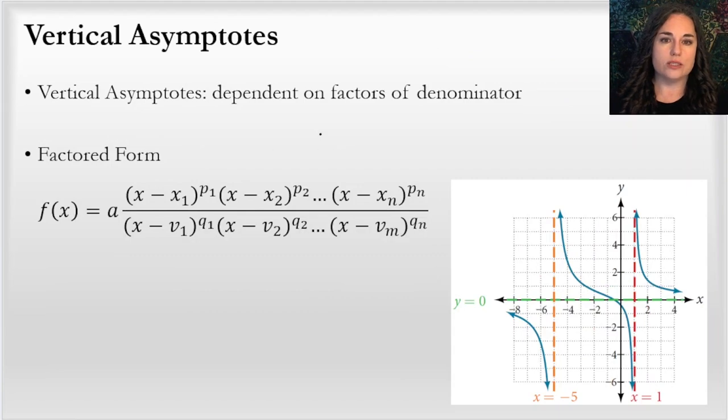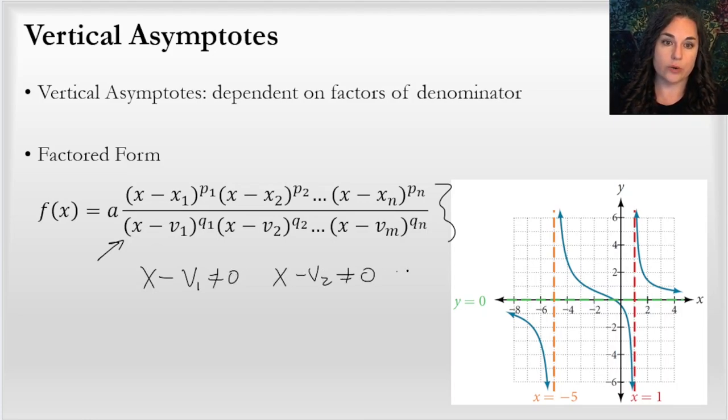Vertical asymptotes depend on the factors of the denominator. So I pulled out the factored form here, and I don't know if you'll find this in any textbook, but this is the factored form. The asymptotes are going to be determined by what's going on in that denominator. That's the first thing I'm going to look at when I'm looking at this factored form. All of those factors down there can't equal 0, right? x minus v1 cannot equal 0, x minus v2 cannot equal 0, and so forth.